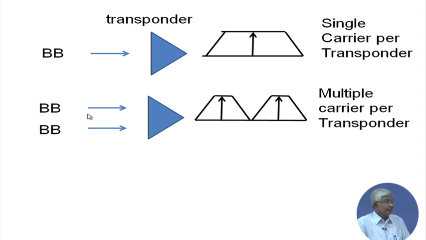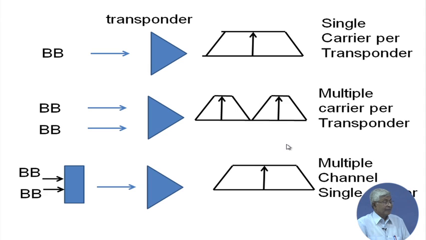There could be multiple carriers. So, two carriers like our earlier examples are transmitted in slightly different spectrum bands, so that they do not overlap, and then it will be called multiple carrier in one transponder. So, multiple carrier per transponder.